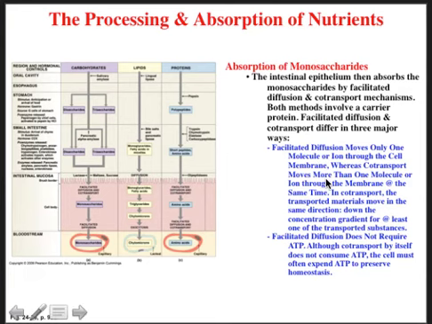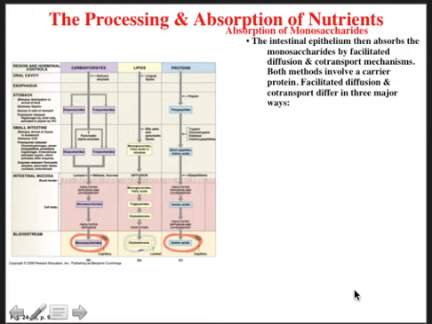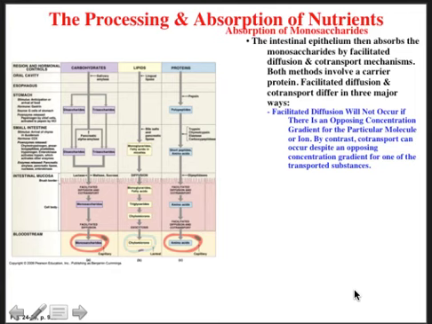Okay, this is something that will happen spontaneously, driven by the difference in concentration on either side of the membrane. Facilitated diffusion does not require ATP, and co-transport by itself does not consume ATP, although the cell often expends ATP in order to preserve homeostasis. Facilitated diffusion will not occur if there is no opposing concentration gradient for the molecule that it's trying to move.